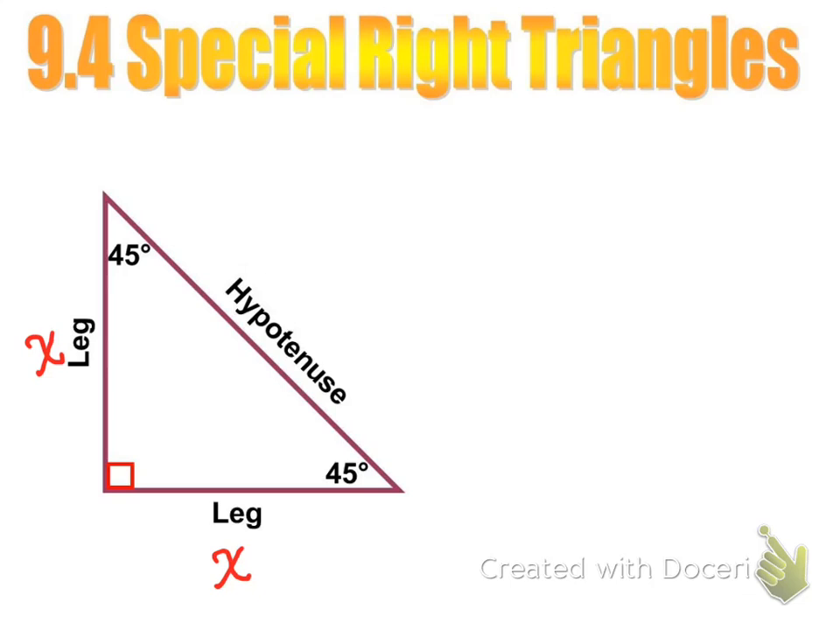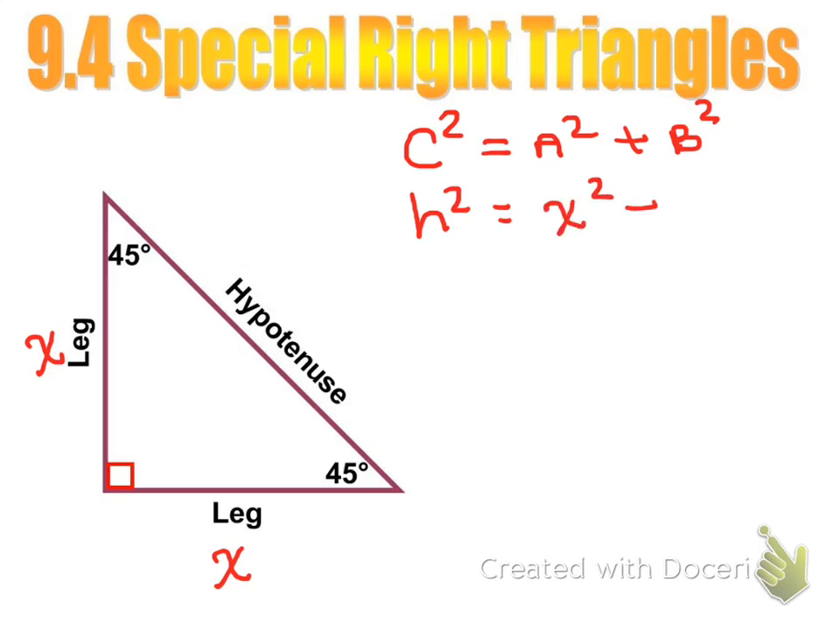Remember your Pythagorean theorem. C squared, which is the hypotenuse squared, is equal to a squared plus b squared, where a and b are your legs. The hypotenuse is what we want to find, so we'll use h for the hypotenuse, and we know each leg is equal to x, so we would have x squared plus x squared. Put like terms together, then h squared would be equal to 1x squared plus 1x squared, which gives us 2x squared.